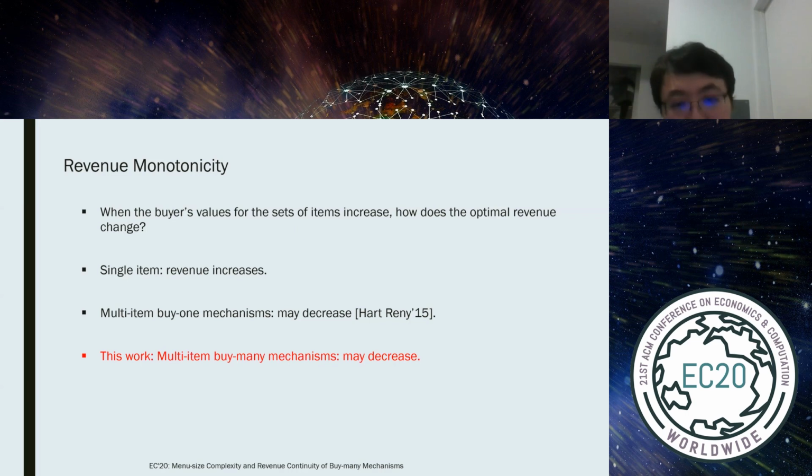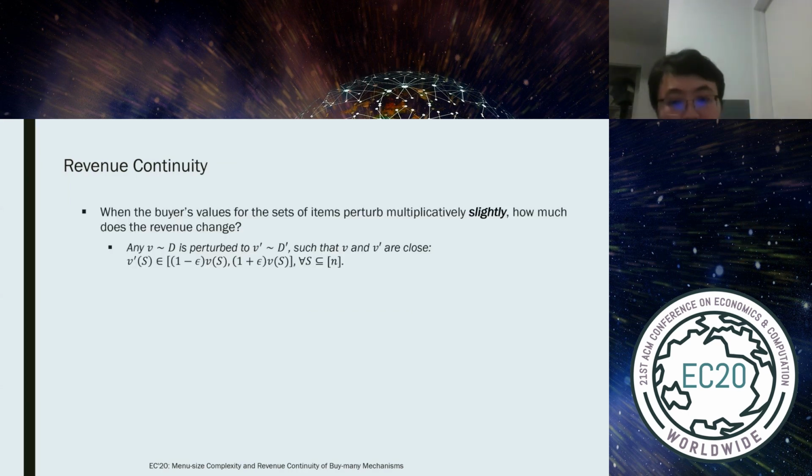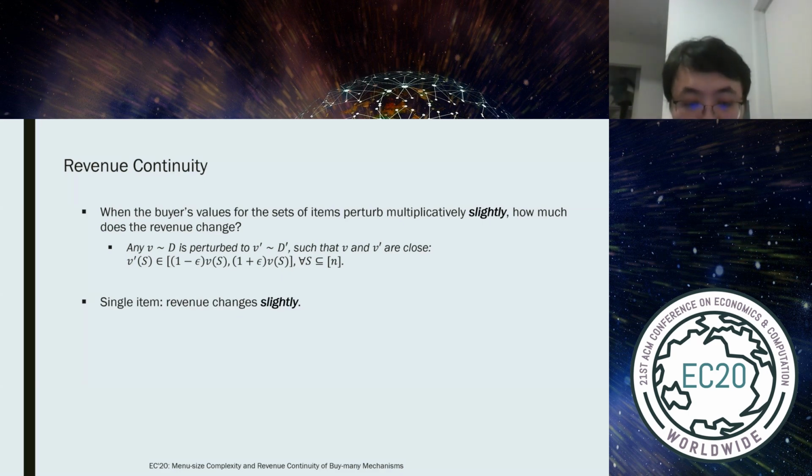So given this observation, we want to know a weaker result: if the valuations increase only slightly, how much can the optimal revenue decrease? And more generally, we ask the question: when the buyer's value is slightly perturbed multiplicatively by a factor of 1 plus or minus epsilon, how much can the optimal revenue change? In a single item case, the same way as before, the optimal revenue only changes slightly for the simple posted pricing mechanism.